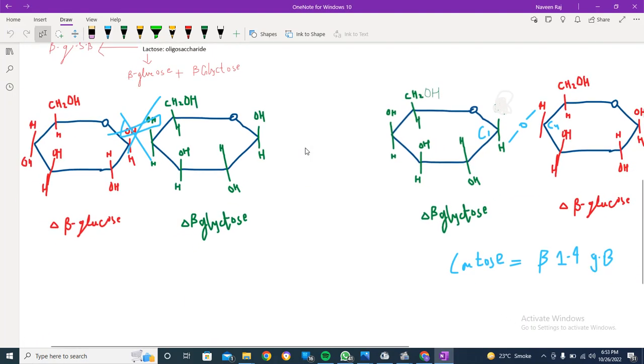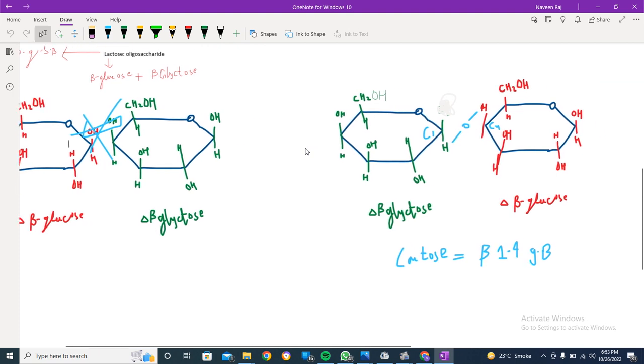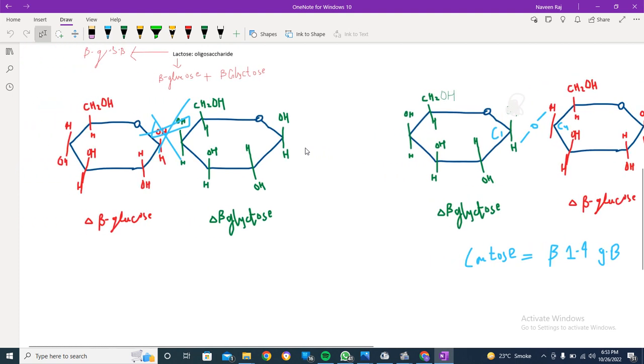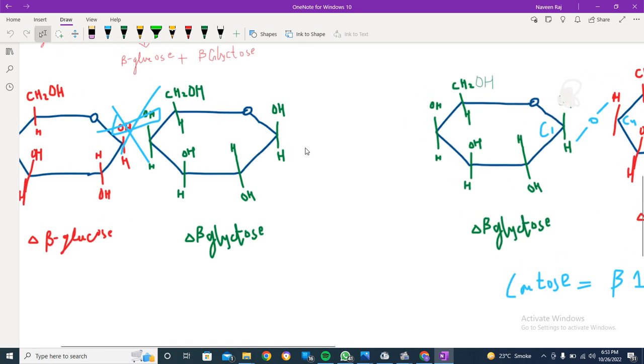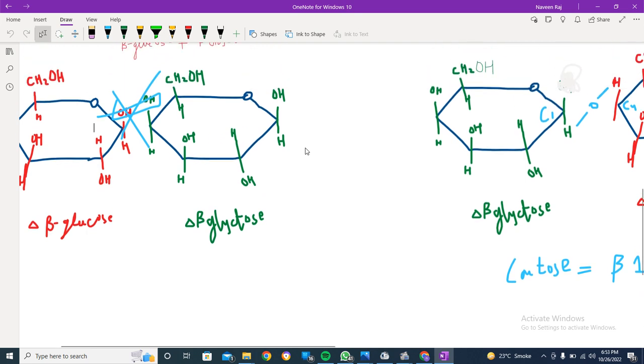In the last video, we discussed the structure of lactose, and we cleared the concept with examples. In today's video, we're looking into the sucrose structure. If you haven't watched the previous video, do watch it because I have cleared different concepts in that as well.